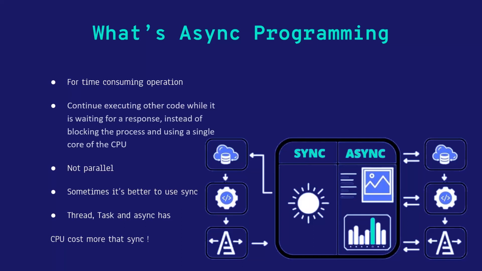Sometimes it's better to use sync. For example, when your operation is not time consuming and it's very simple. Making a thread and task and async costs you resources and it takes some time. So using sync in this scenario is better for you. Let's go to the code and check it there.